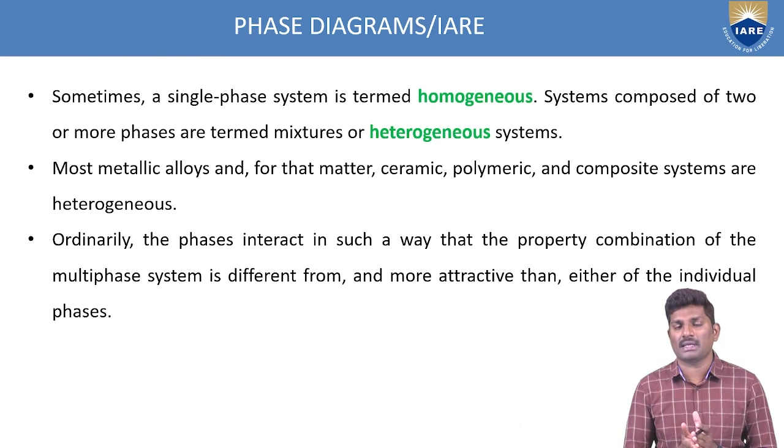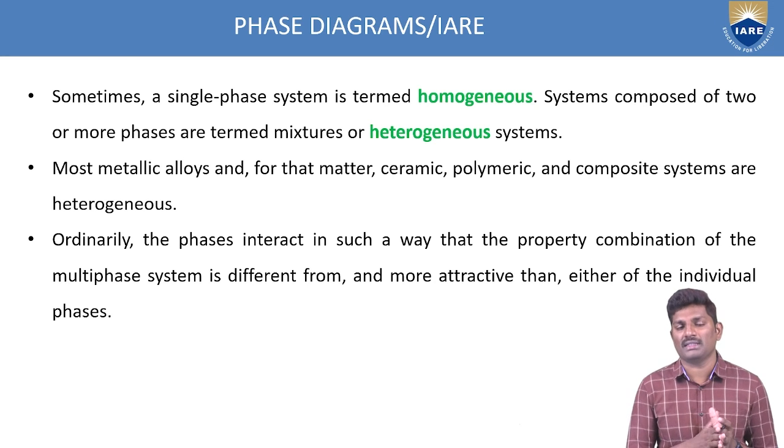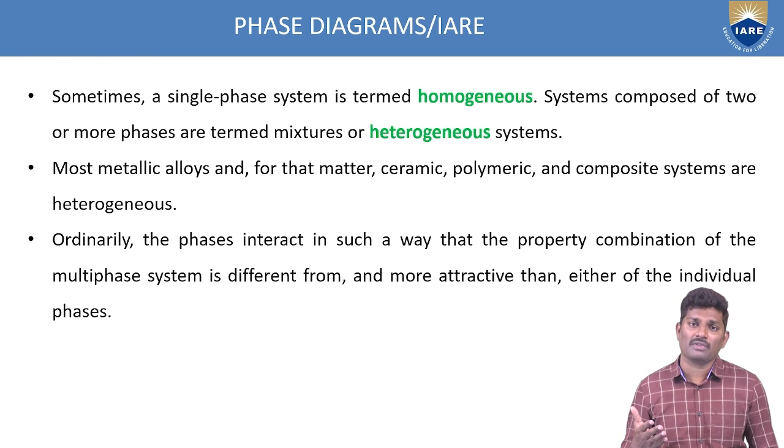When a single phase system is there, it is termed homogeneous. Why single phase? Single phase systems will have their own physical and chemical properties. It will not be affected by anything else. So that's why it is homogeneous. If any system has more than two phases, then that type of system is called a heterogeneous system. Okay, homogeneous means a single phase.